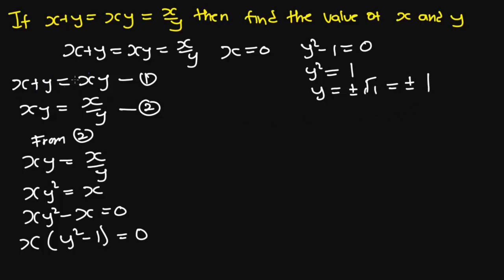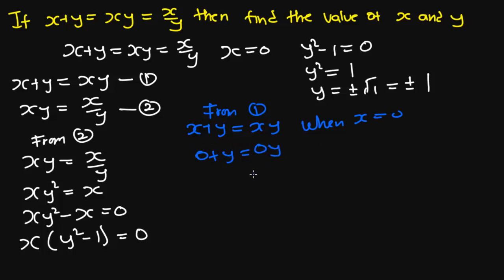Now let us consider equation 1. From equation 1, we are given x plus y is equal to xy. And so when x is equal to 0, what are we getting for y? Here we are going to have 0 plus y is equal to 0y, which gives y equal to 0. And so we are having x equal to 0 and y equal to 0.